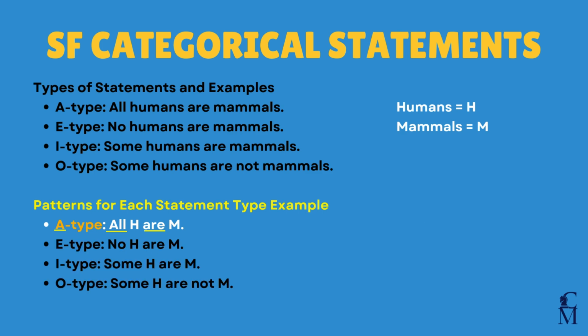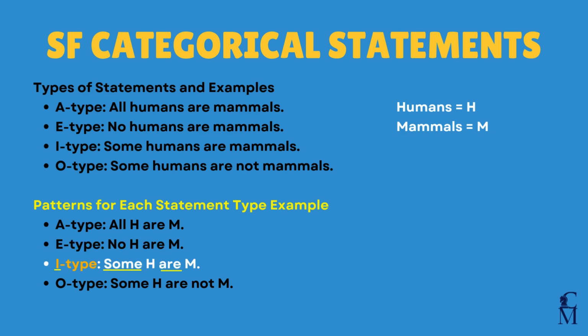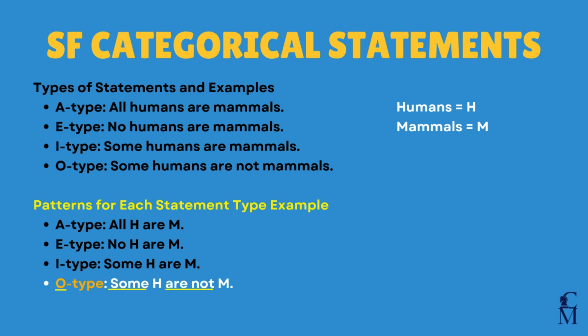The result is the following patterns for these specific examples of standard form categorical statements. For the A-type statement, the pattern is all H are M. For the E-type statement, the pattern is no H are M. For the I-type statement, the pattern is some H are M. And for the O-type statement, the pattern is some H are not M.